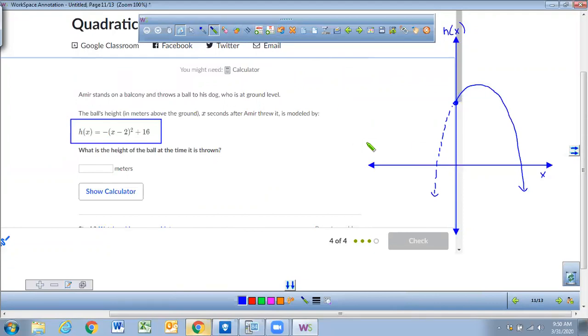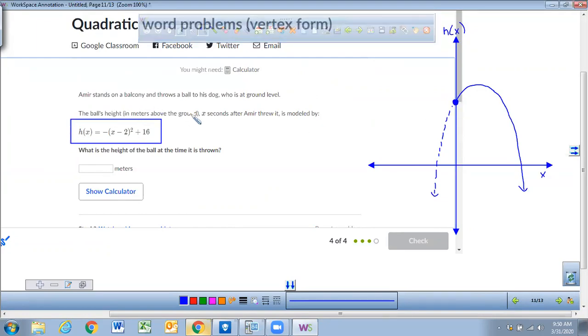All right. So if he throws it right here, it says what's the ball's height x seconds after he threw it. What's the height of the ball at the time it is thrown? So what do we call that point? What do we identify a point that's on the y-axis? What do we call that? Y-intercept. That's it. So in this particular problem, what are we going to be looking for? Y-intercept. Y-intercept is when the x value is 0.